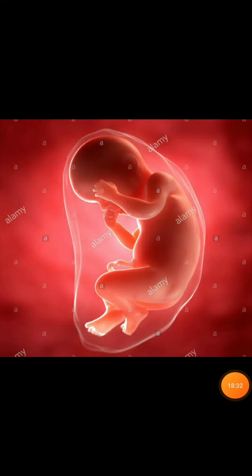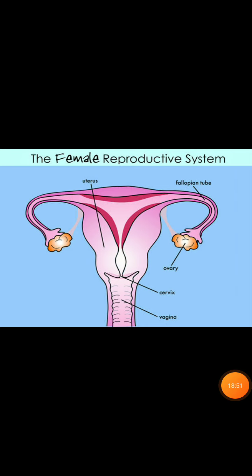The development of the child inside the mother's body takes place for approximately 9 months. The child is born as a result of rhythmic contractions of the muscles in the uterus. So, here we have learnt the female reproductive system, also the fertilization.